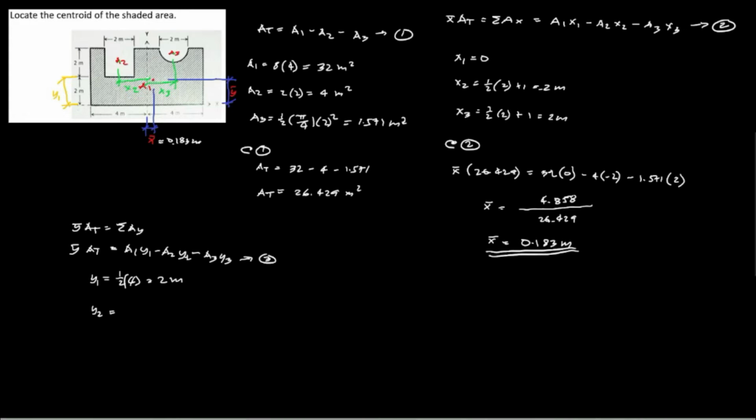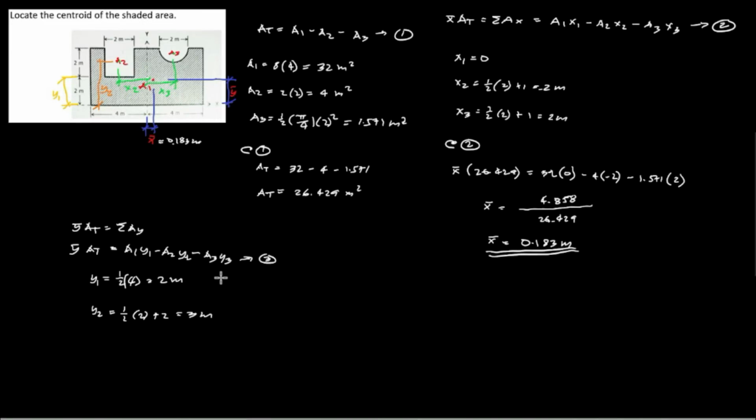Next, y sub 2. Y sub 2 is the location of the centroid for a square, along the x-axis. So 1/2 of the height of the square, so 1/2 times 2, and from this line point up to the x-axis, that's also 2 meters, so plus 2 meters. So 1/2 of 2 is 1 plus 2, or 3 meters.